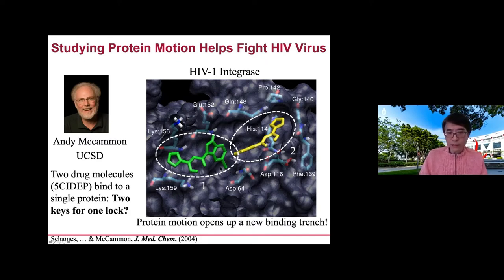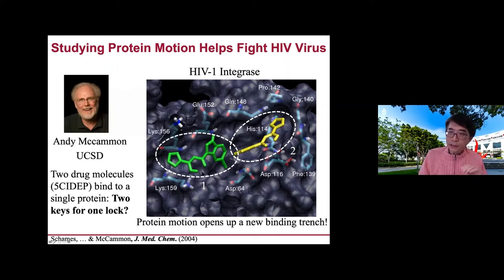And this drug is able to target this particular binding site, which I'm showing in the green color. This is a drug called 5-CIDEP, one of the marketed drugs targeting the HIV integrase. This drug is binding to one of the binding pockets shown here in the green color, right?